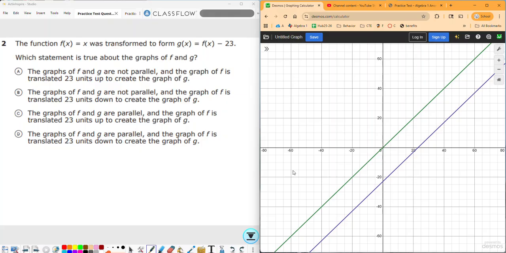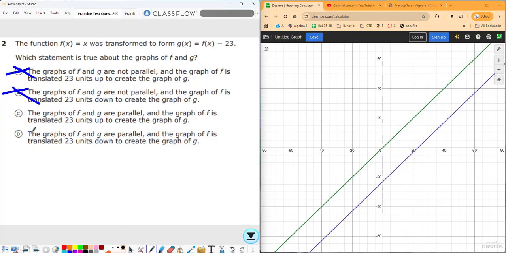So I can now evaluate A, B, C, and D. And so, first of all, the easiest thing to see about these two graphs is they are parallel. So I'm going to read through and I'm going to eliminate the ones that say not parallel. So that's eliminated. B is eliminated. Okay, now we're down to C and D.